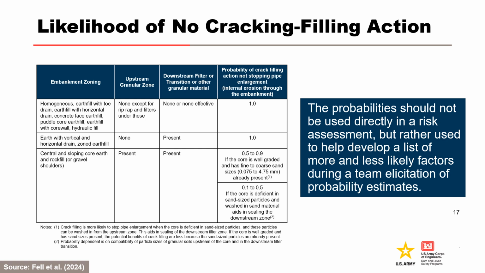If the core is well graded and has sand sizes present, the potential benefits of crack filling are less because the sand-sized particles are already present. The probability should not be used directly in a risk assessment, but rather used to help develop a list of more and less likely factors during a team elicitation of probability estimates.